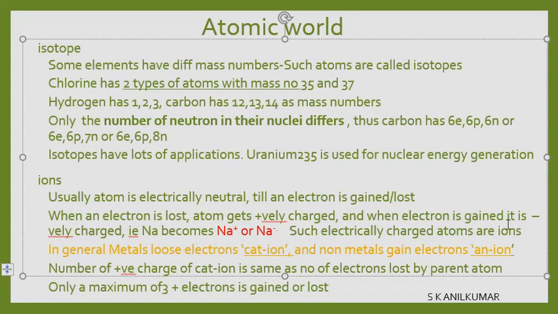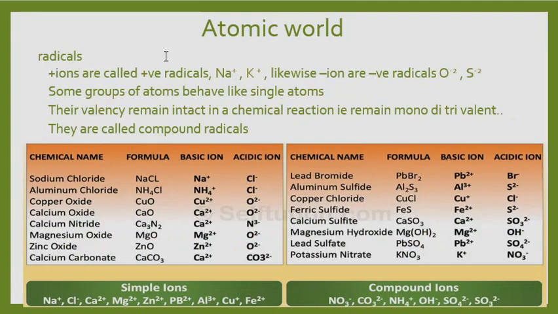Metals are positive charge, non-metals are negative charge. We also know gaining of an electron will create an anion. Now positive is called radical, sodium, potassium, etc. Negative are called negative radicals. So positive radicals, negative radicals, anions, cations, right?